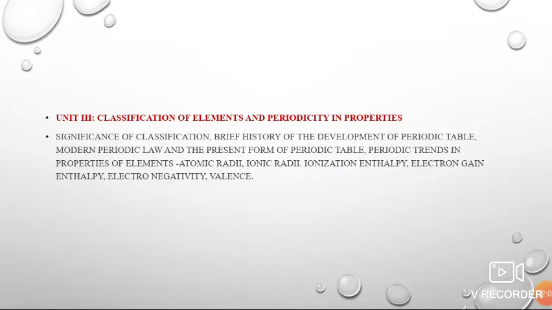Then unit number 3, classification of elements and periodicity in properties. In this chapter you will study the significance of classification, a brief history of the development of the periodic table, the modern periodic law and the present form of the periodic table, periodic trends in properties of elements: atomic radii, ionic radii, ionization enthalpy, electron gain enthalpy, electronegativity, valence.